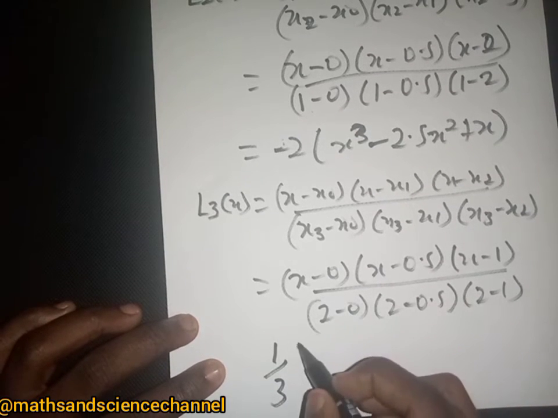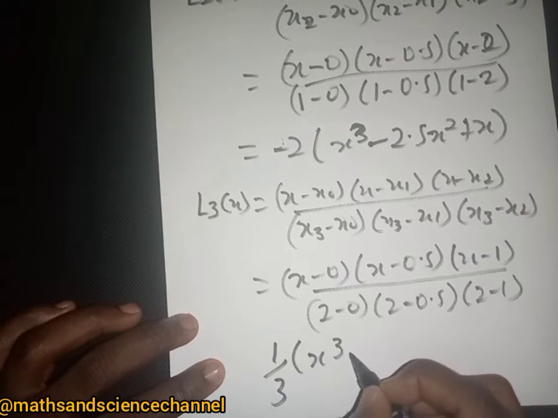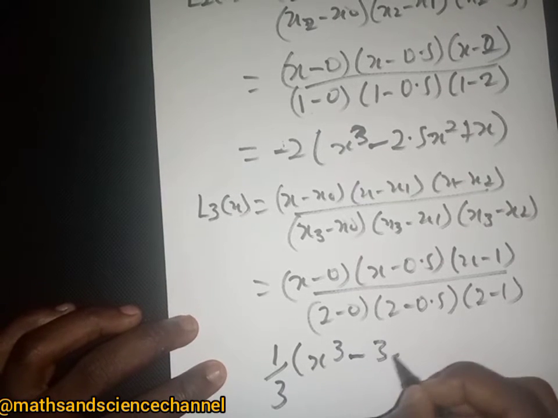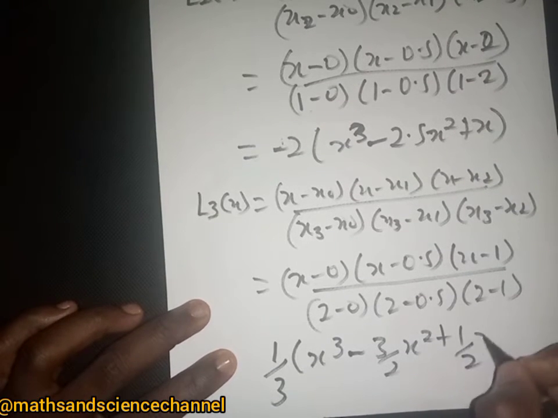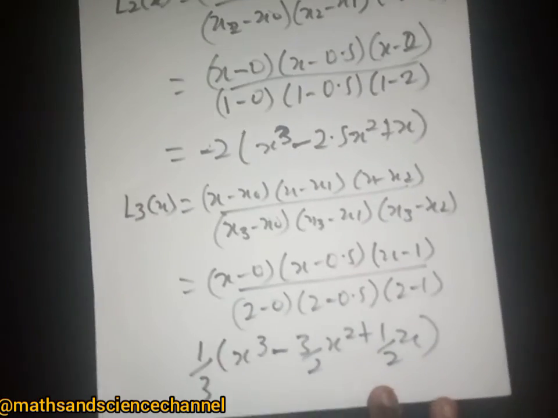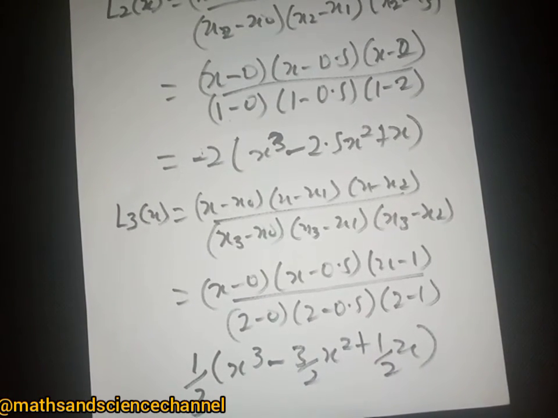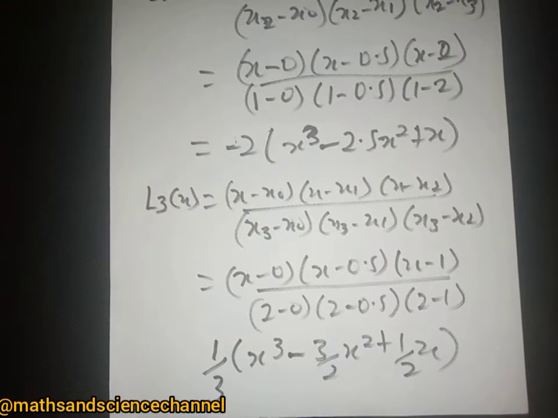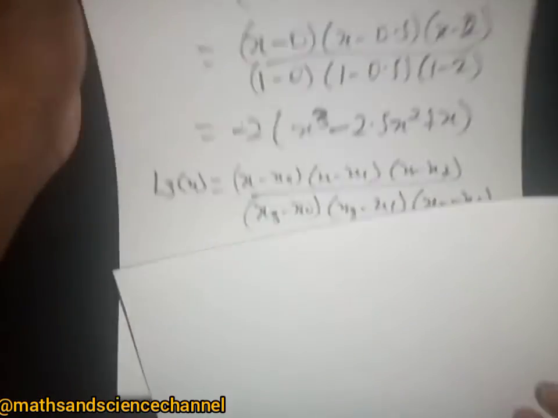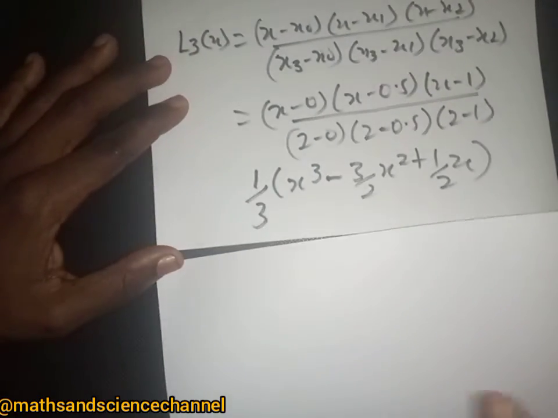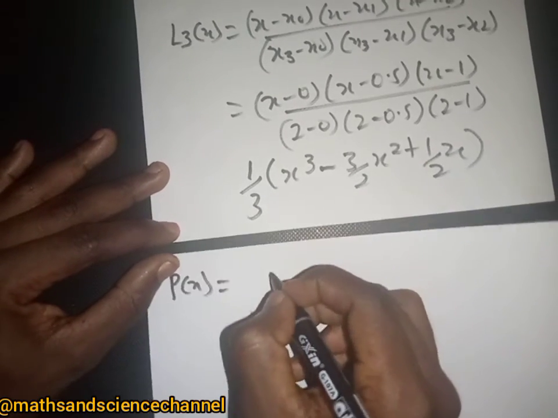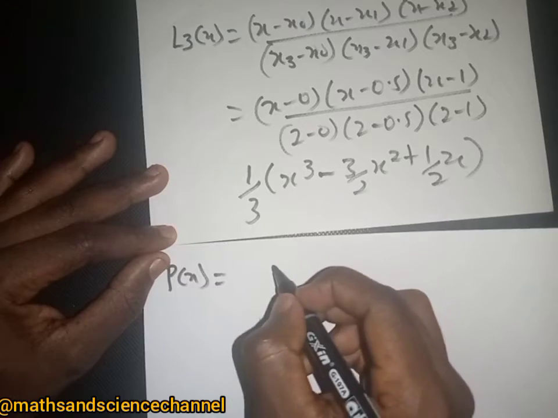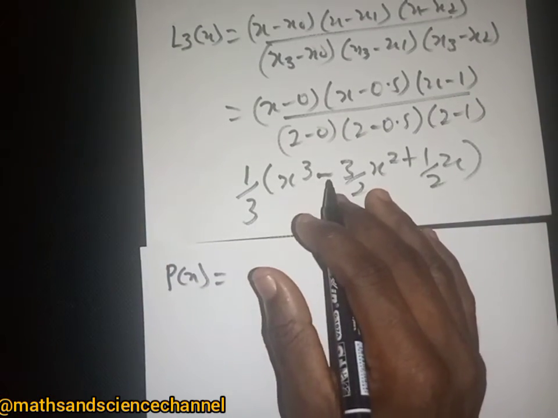When we expand this, we should get x cubed, then also minus 3 over 2 x squared, then plus 1 over 2 x, right? Okay, so that will be for the L0, L1, and then for L2 and L3. Now from here we have established that from P of x, it is y naught multiplied by L naught, right? So we add y naught here.